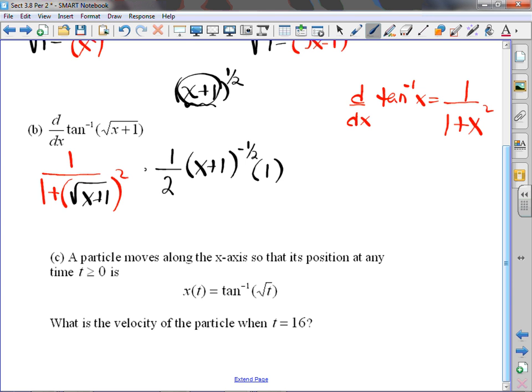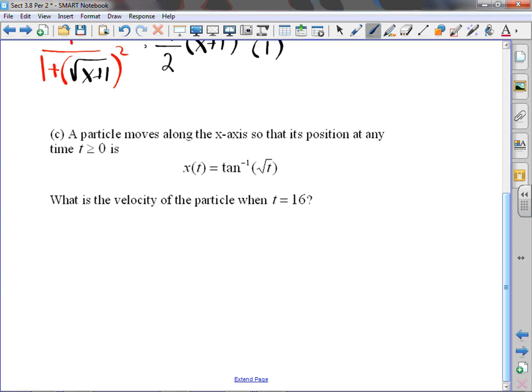Okay? And then a particle moves along the x-axis. Its position is the inverse tangent of the square root of t. How do you find the velocity? Take the derivative. I want to hit that so you guys get that. You're going to have velocity problems. Just take the derivative. Honestly, on the exam, you're either going to take the derivative or you're going to integrate. I mean, one of the two.